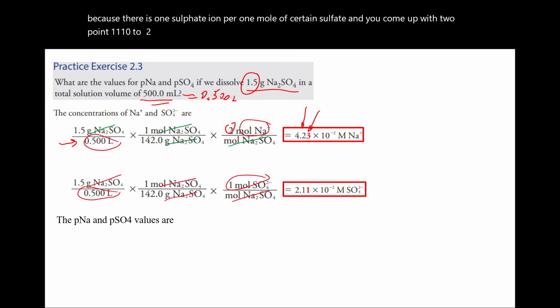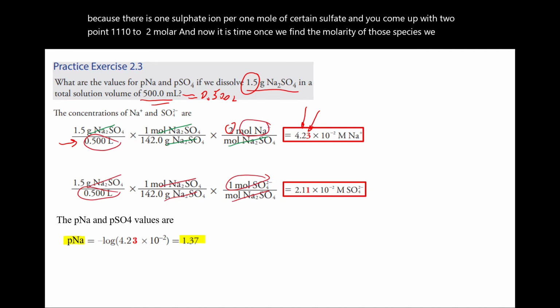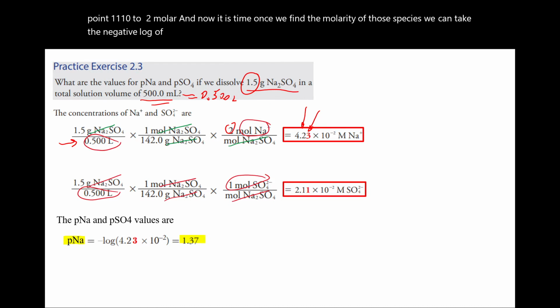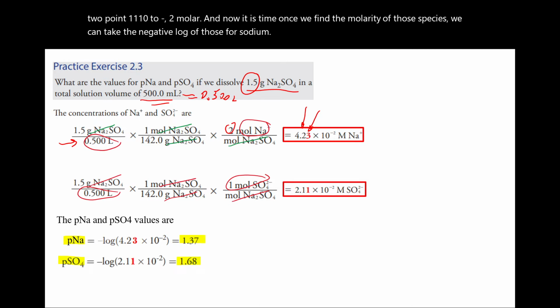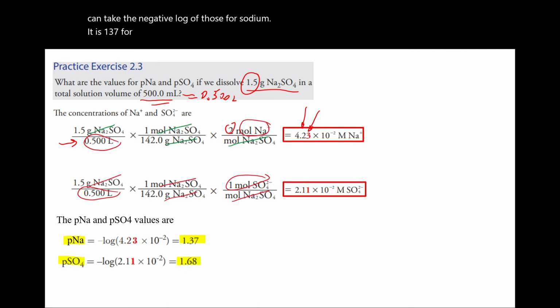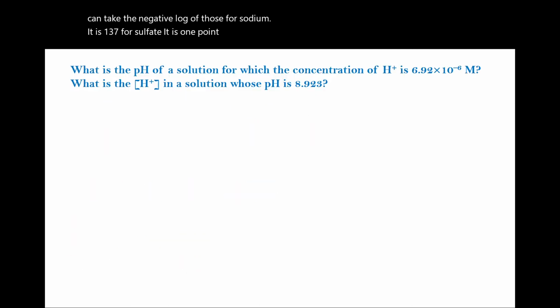Now, once we find the molarity of those species, we can take the negative log of those. For sodium, it is 1.37. For sulfate, it is 1.68.